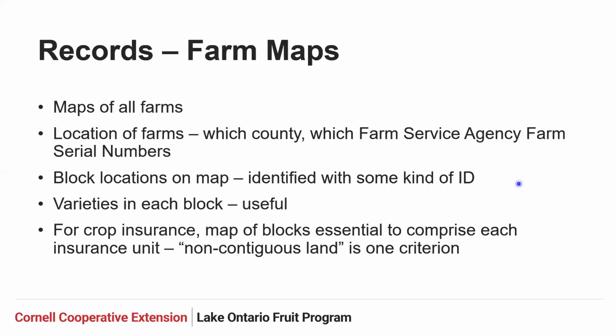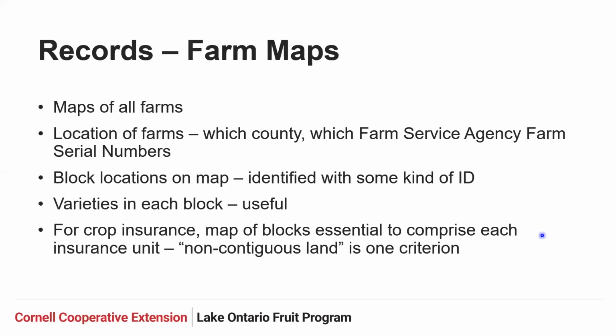Block locations on map, identified with some kind of ID. So when you draw the blocks on the map, you can identify those block locations with some sort of a label to identify which block it is. And then when you draw the blocks on the map, the varieties in each block is useful to note there so that at a glance you have a reminder of what's in that block in addition to the ID for the block.